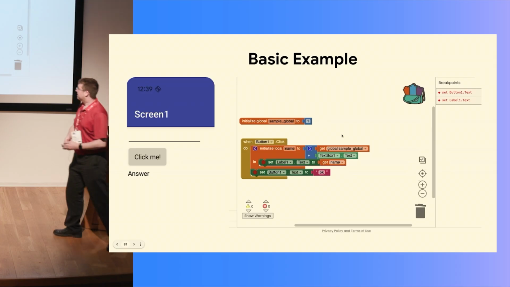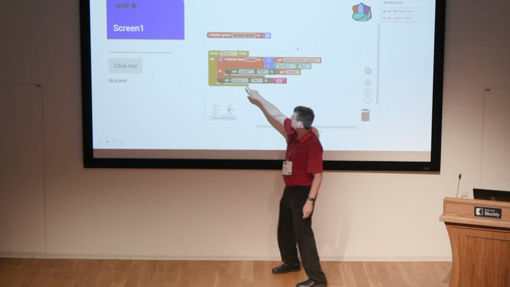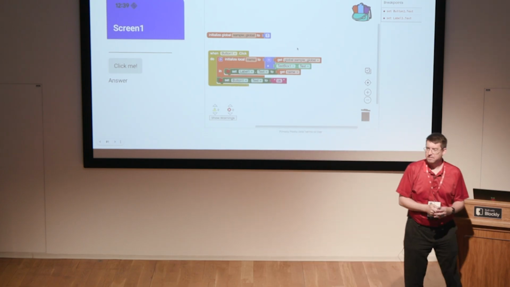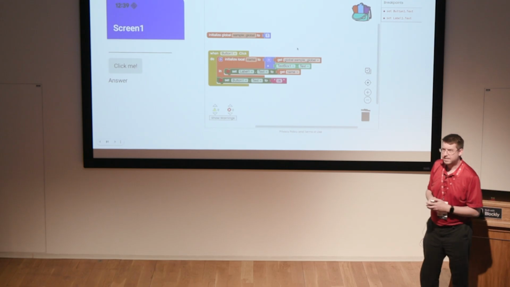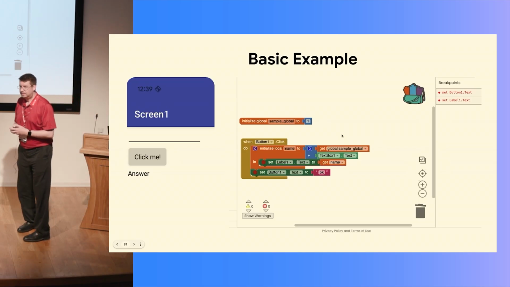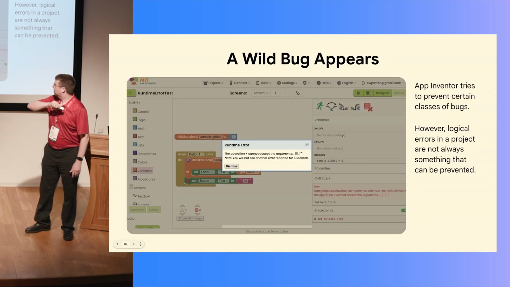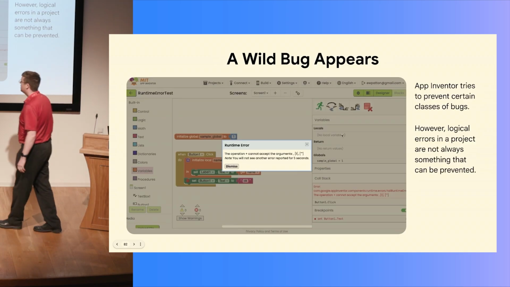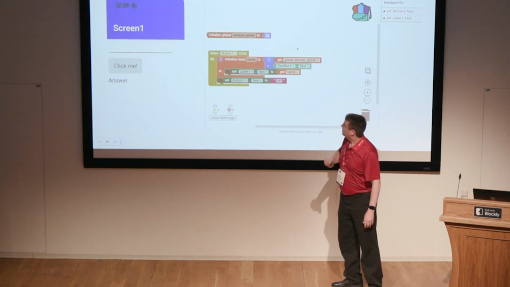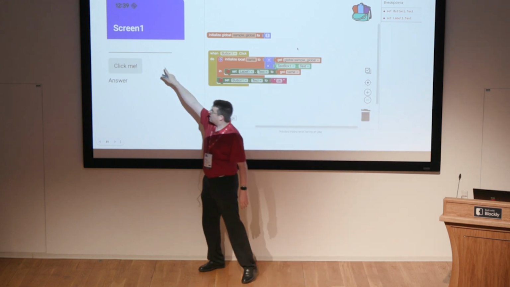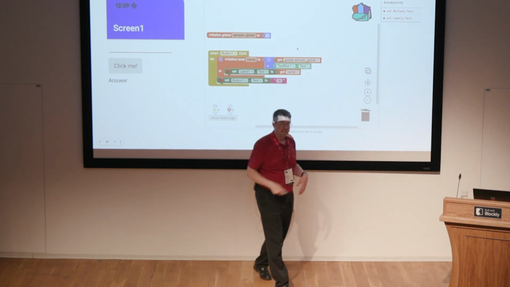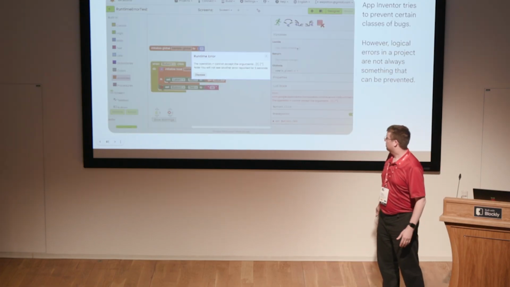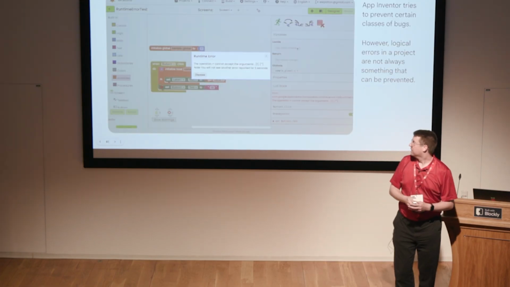Can anyone tell me what happens at this breakpoint if I click the button? Any idea? Okay, no? A runtime error occurs. So that is the bug in my program. And why does that happen? Well, because the text box, I didn't put a default value in, so it's empty. And when I try to add 1 to the empty string, that's not a number, and so it gives you a runtime error to let you know you can't do that.